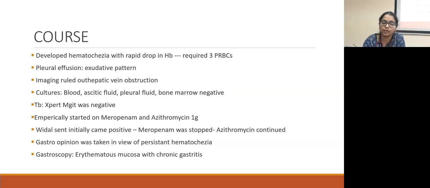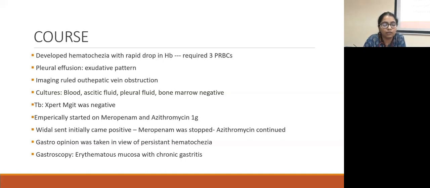Empirically, patient was started initially at admission on meropenem and azithro 1 gram OD because we were considering salmonella as a differential. Vidal, which was sent initially, came back positive, so meropenem was stopped and azithromycin was continued at enteric dose. Gastro opinion was taken in view of the persistent hematochezia that the patient had.